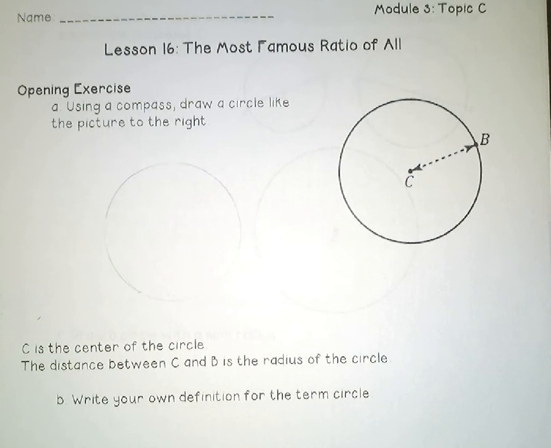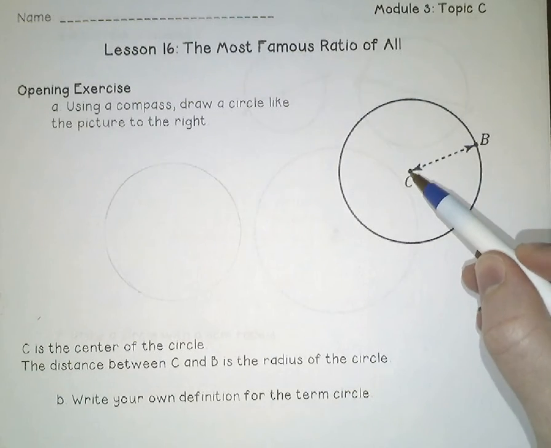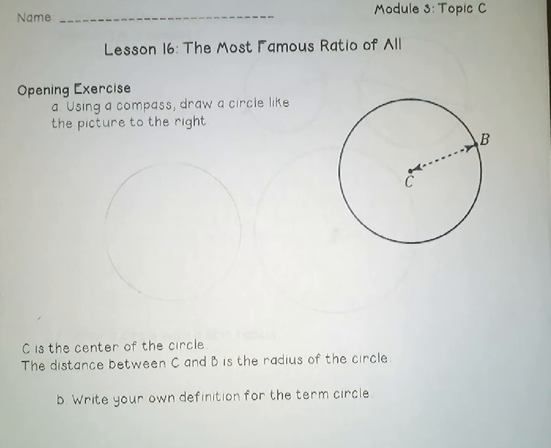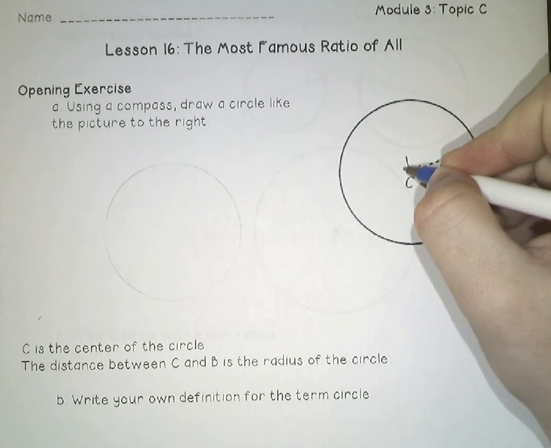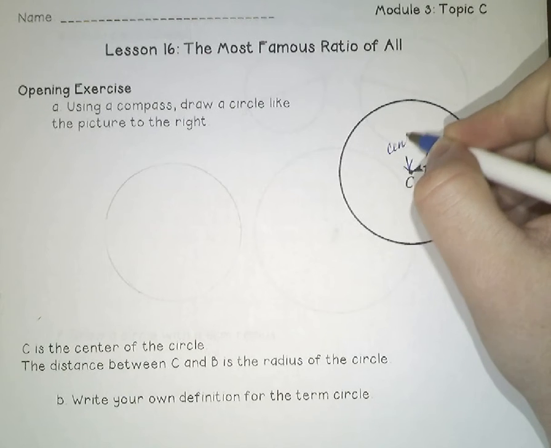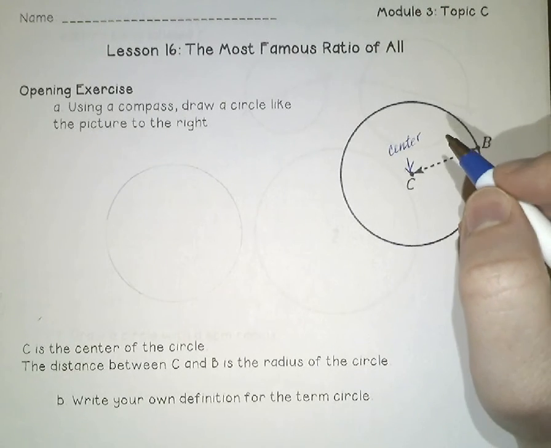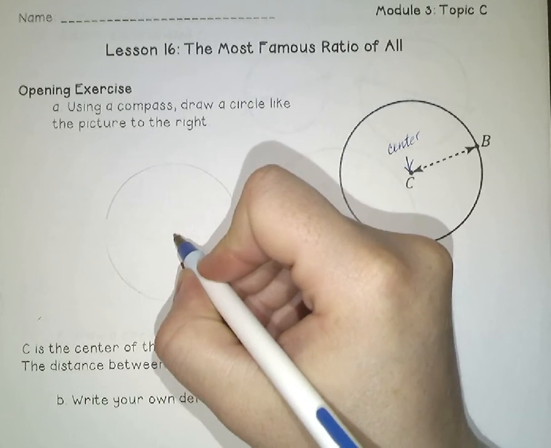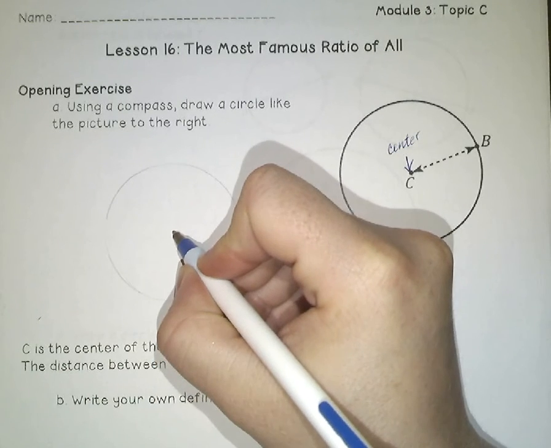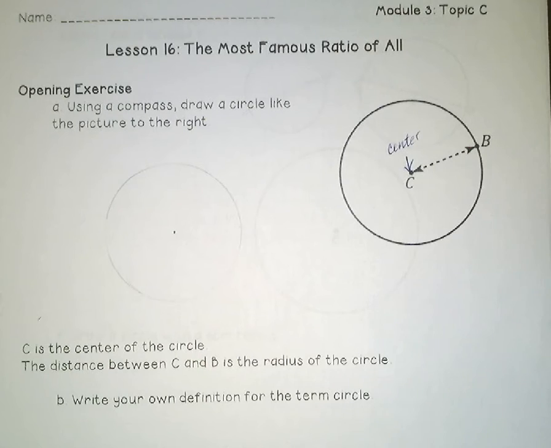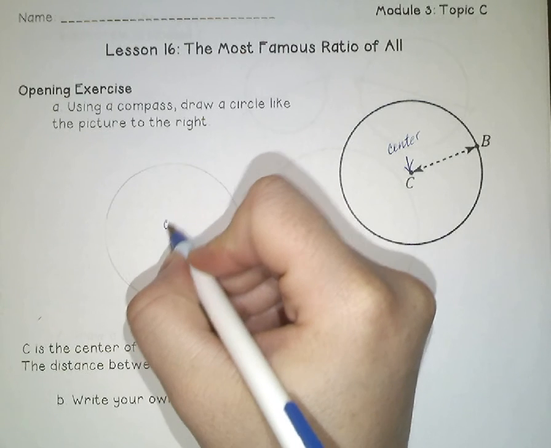Point C in the circle that is given to us, point C right here, is the center of the circle. The center of my circle is going to be right here. It's very hard for you to see, but that's my center right here. That's where my pivot point was, where my needle was. That is the center.